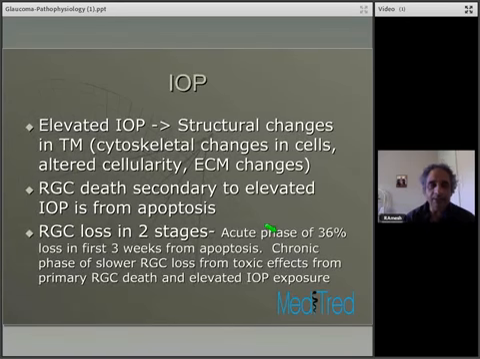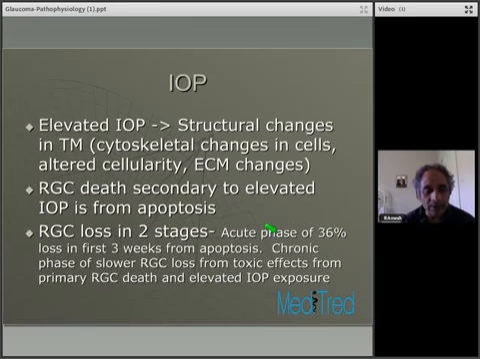The mechanical theory is based on elevated intraocular pressure. Elevated intraocular pressure leads to structural changes in the trabecular meshwork, cytoskeletal changes in cells, altered cellularity, and extracellular matrix changes. This leads to retinal ganglion cell death from apoptosis. The retinal ganglion cell death occurs in two stages.